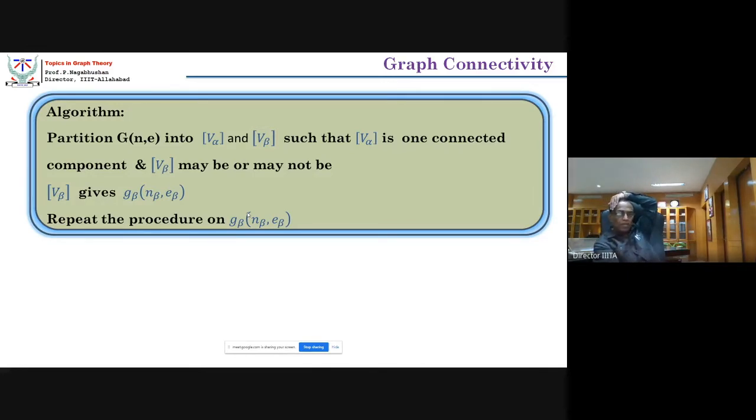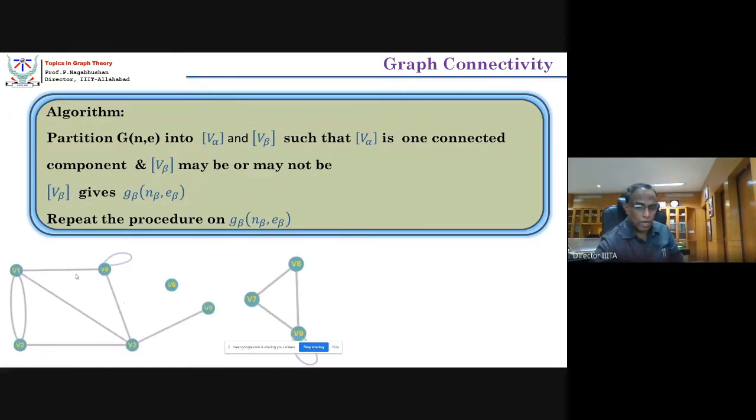V beta will be a set of vertices, no doubt, but whether they are connected or not is still not established. If it is connected, starting with V1, you will get all vertices connected to V1 if it is a single component graph. That is how connectivity or unconnectivity of the graph has to be established. Then once you can partition it into V alpha and V beta, repeat the process upon V beta.